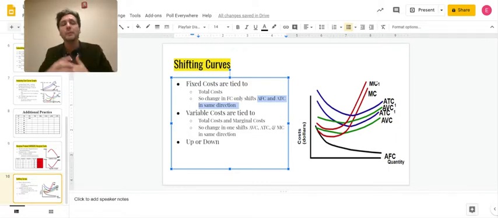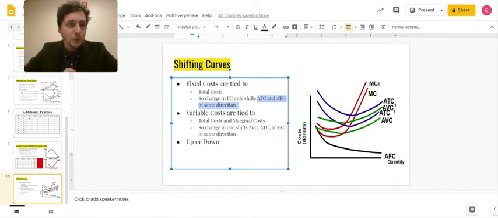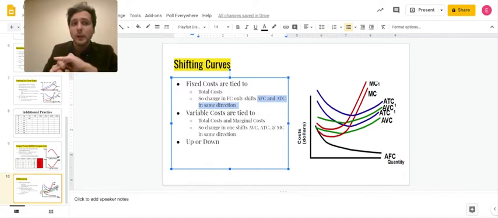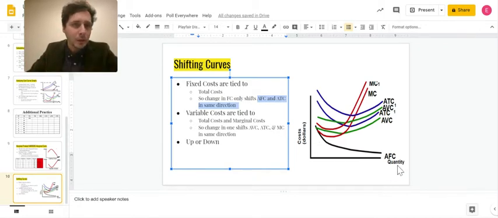So if fixed costs go up, then my total costs are going to rise as well. So AFC and ATC are both going to rise, right? But my marginal cost is not going to be impacted because marginal cost does not change with the change in fixed costs. Marginal cost is looking at change in costs. Fixed costs don't change, right? So that's the idea. If fixed costs go up, then my AFC and my average total costs are going to rise as well, both in the same direction. If fixed cost goes down, both of them are going to go down. You just draw a parallel line right below it, or a parallel line right above it.